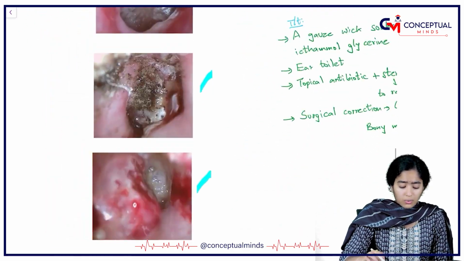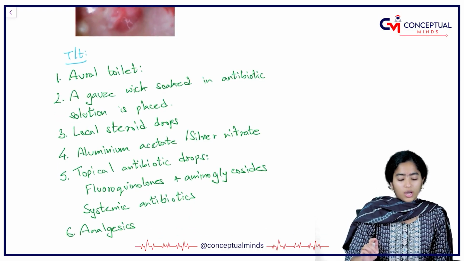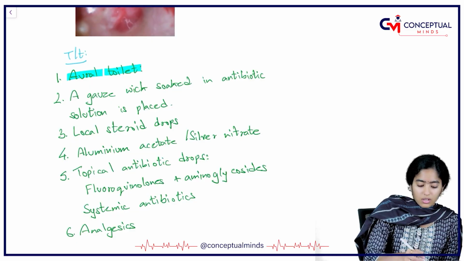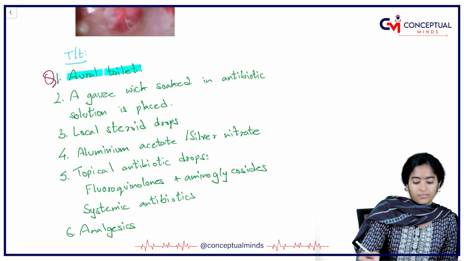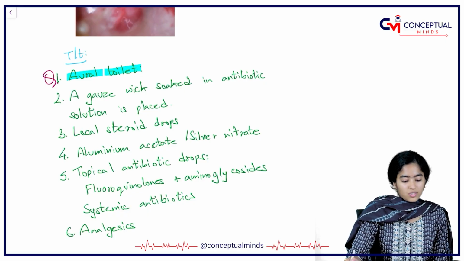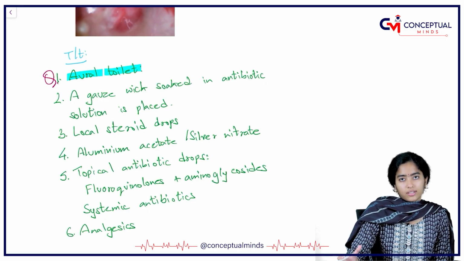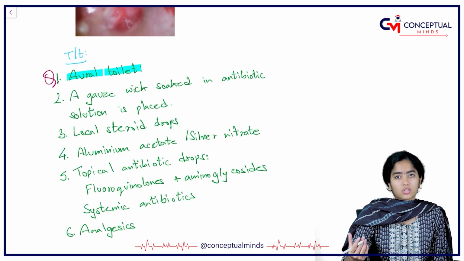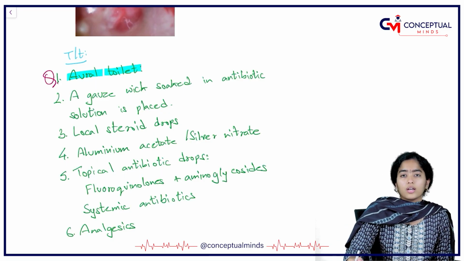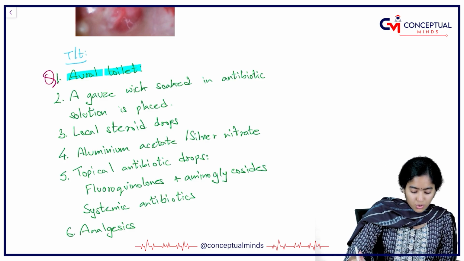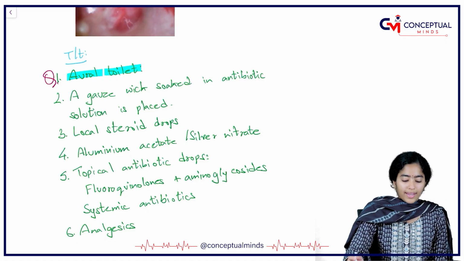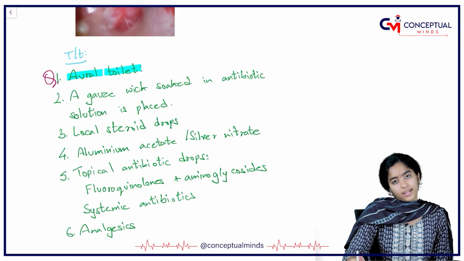And how do we treat the acute phase? Aural toilet is most important. The single most important thing that we have to do is aural toilet. It can be a question. Next, after cleaning the external auditory canal, we can take a gauze wick soaked in antibiotic solution and place it inside the external auditory canal. Local steroid drops have to be used. Aluminum acetate or silver nitrate can also be used. And then topical antibiotic drops and analgesics.